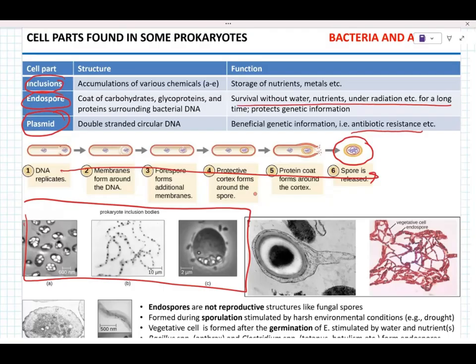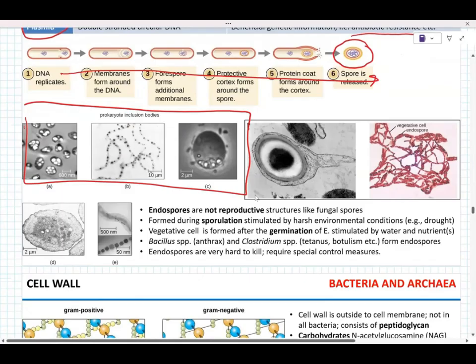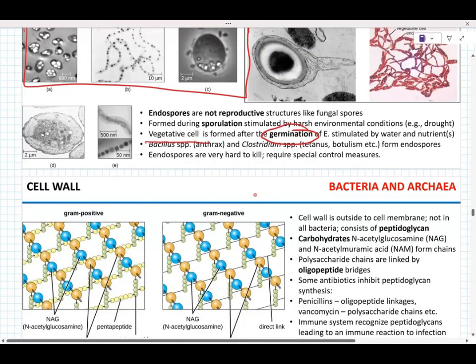When endospore ends up in the environment that is good, with food and water, endospore germinates, forming a vegetative cell. So sporulation is the formation of endospore, germination is the emergence of vegetative cell from an endospore. This is clinically relevant because a lot of human pathogens form endospores. Okay? Sounds good?